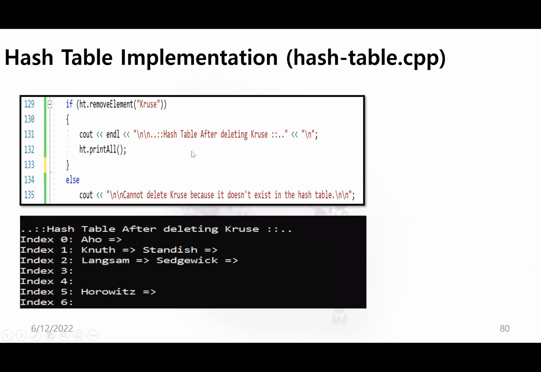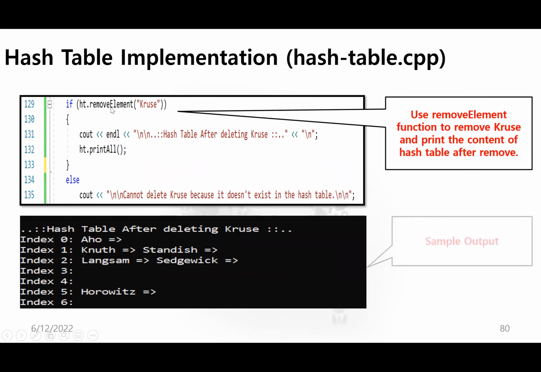Then for the last part, I remove an element. Initially I have Cruz, right, which is stored in index 5. So if I want to remove Cruz, I just call the remove element, pass in Cruz, and then it will go to the hash table and remove this, and then I print the hash table again. And now you see Horowitz, but Cruz doesn't exist in index 5 anymore because it's removed. Okay, so this is an example of how we implement a hash table.